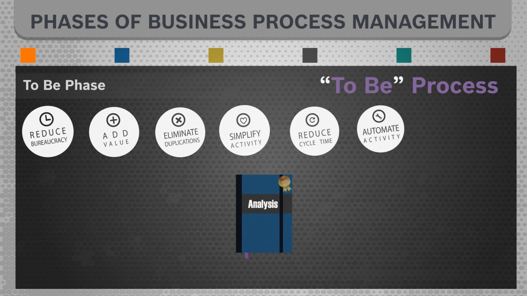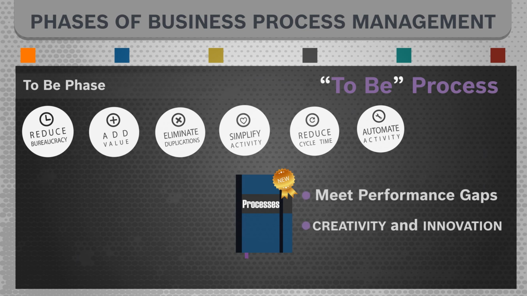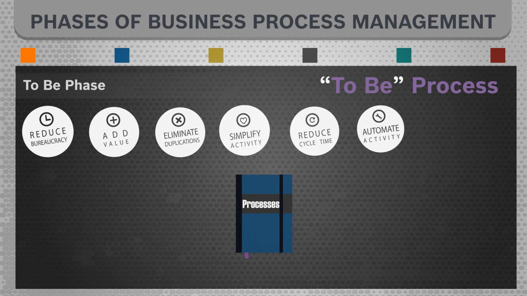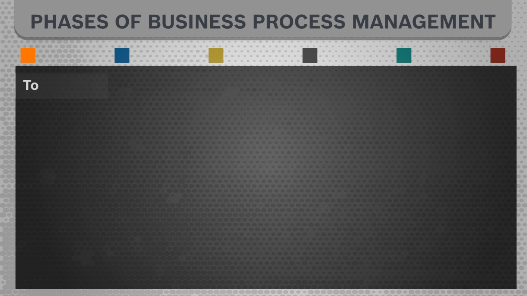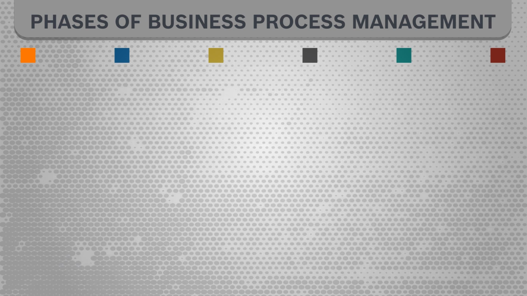The new processes are then developed to meet the performance gaps through a process of creativity and innovation. The process improvement phase is used to design alternative prototype processes which can then be tested to see whether they improve the original process and how. The next phase to consider is the implementation phase.